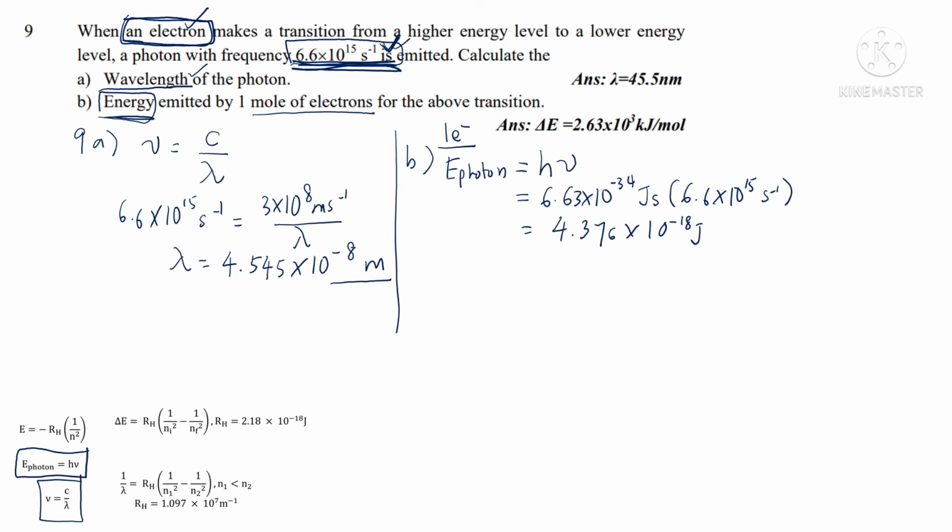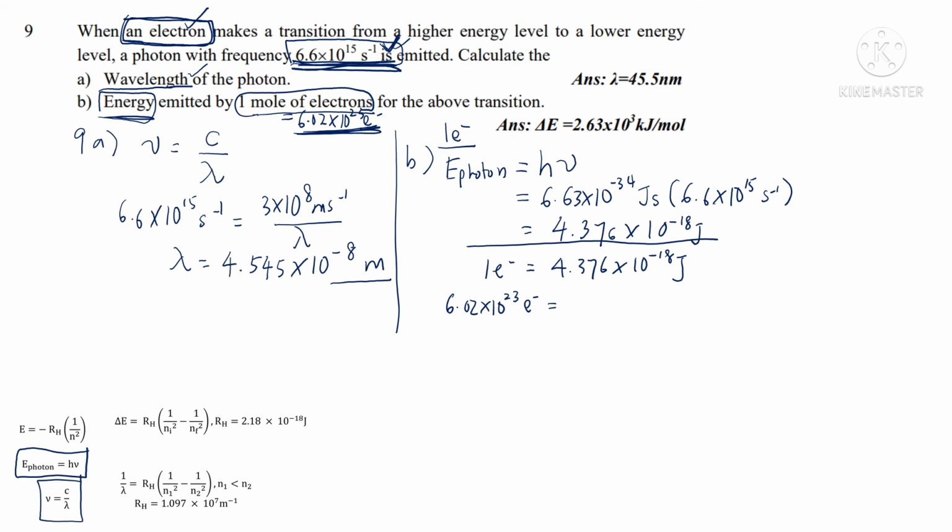The question asks for 1 mole of electron. So 1 mole of electron is equal to 6.02 times 10 to the power of 23 electron. So we want to find what is the energy emitted corresponding to 1 mole of electrons. We know that for 1 electron, it is equivalent to 4.376 times 10 to the power of negative 18 joule. For 1 mole of electron, 6.02 times 10 to the power of 23 electron, how much energy is involved? So it's X.